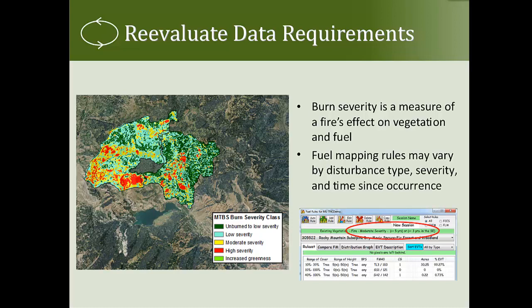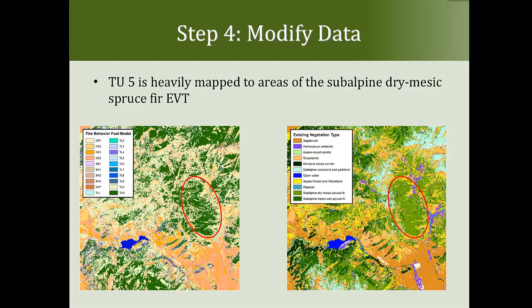So moving into step 4 now, we're going to modify data. Now that we know that LANDFIRE maps fire behavior fuel model using a rule-based approach by UVT, one of our first steps in modifying data might be to see which UVTs the TU5 is being mapped to. Just doing a quick visual analysis in GIS, as shown in this slide, we can see that there's a significant amount of the TU5 associated with the alpine dry matrix spruce fir type. On the left side, the dark green is TU5, and on the right side, the lighter green is the alpine dry matrix spruce fir.